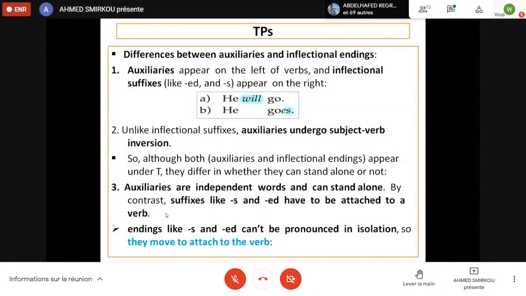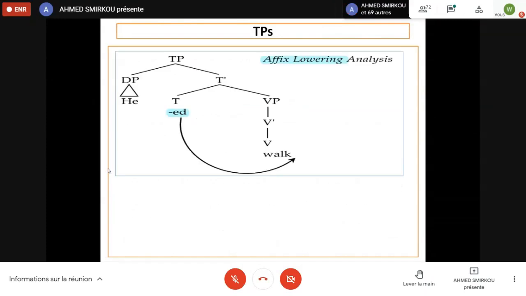There is one difference in the movement. The inflectional endings must move down to the verb, as you can see here. Okay? As you can see here. For the past, as I said earlier, you should write here only walk. You should write only call. And the past ED here. Then you have to move it here from T to the verb. This is called the T to V movement. Remember this, I'm giving you a hint, okay, about the session of next week, because next week we'll talk about the movement. This is one type of the movement, T to V movement.